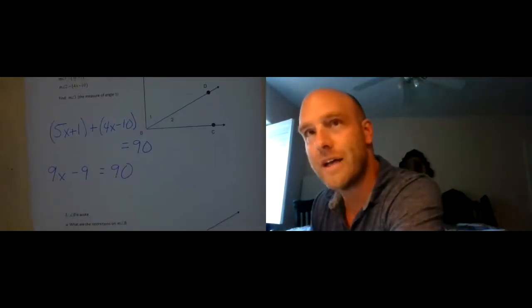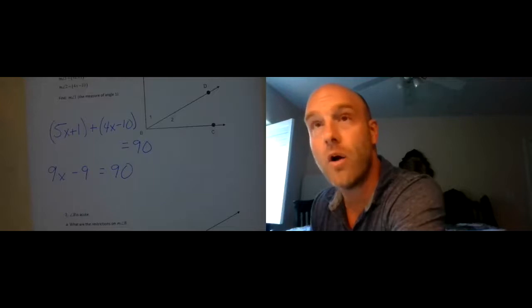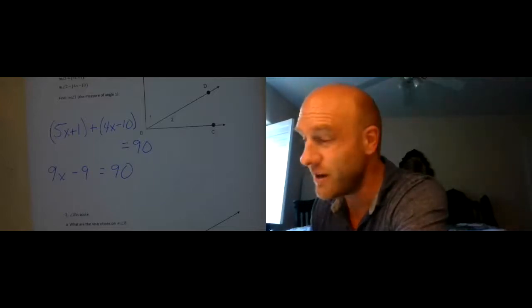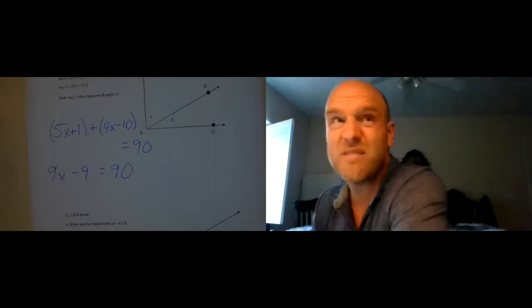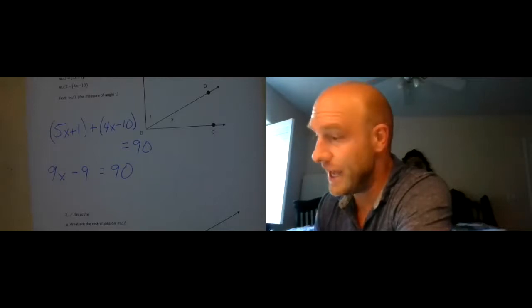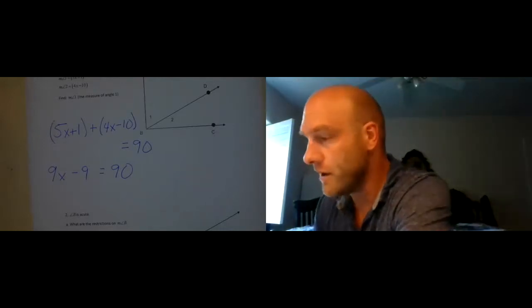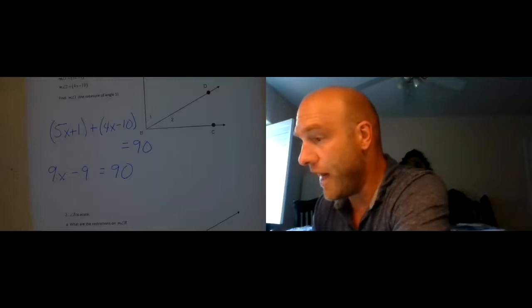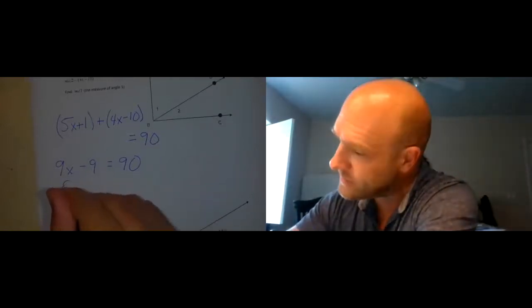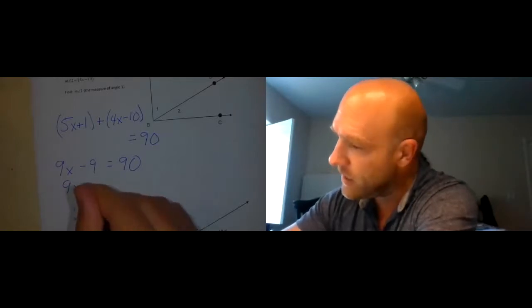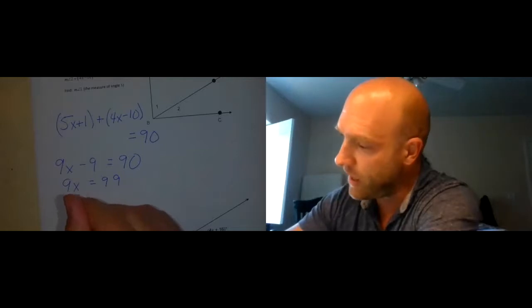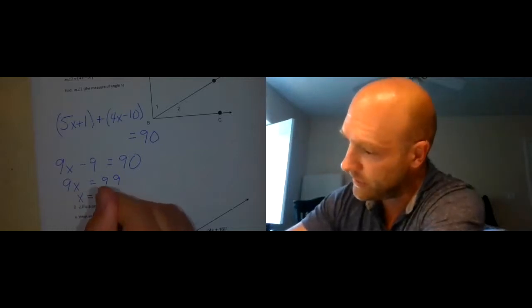Depending on whose math class you had last year, they probably say, oh, well, you should add 9 and then divide both sides by 9. In this particular case, I could do it either way. I could divide by 9 first and get x minus 1 equals 10, and then add 1 to both sides and get x equals 11. Or the normal way is to say that 9x equals 99 when I add 9 to both sides and divide, so I get x equals 11.